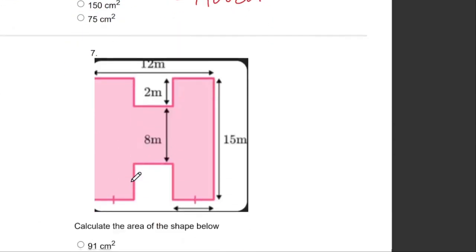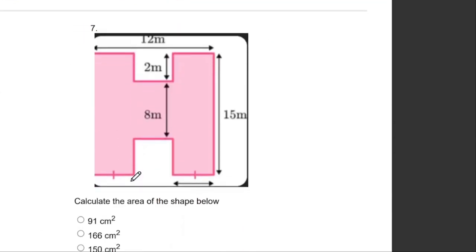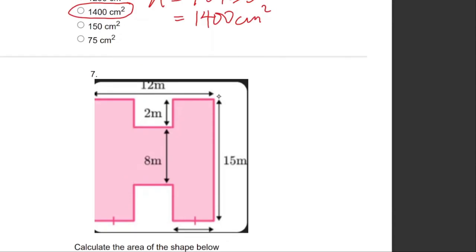Then question 7. So question 7, this is an area of composite shape. So what you're going to notice here is that this side, if you cut it, let's cut it this way.